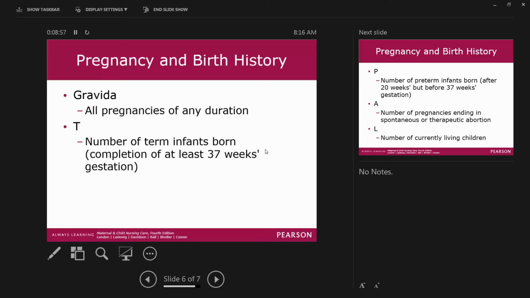T stands for the number of term infants born after 37 weeks. Okay? So if she was a G4 and she had, oh, crap. I don't know how to make this thing work. Okay. So if she was a G4, so she's been pregnant 4 times at any duration, and she was a T2, that means she's had 2 births greater than 37 weeks. Okay? So the other 2, we haven't determined what they are yet. Okay? But we know that 2 of those pregnancies resulted in a term birth.